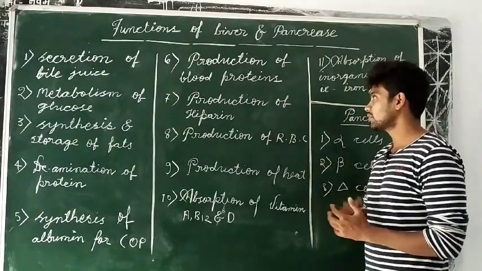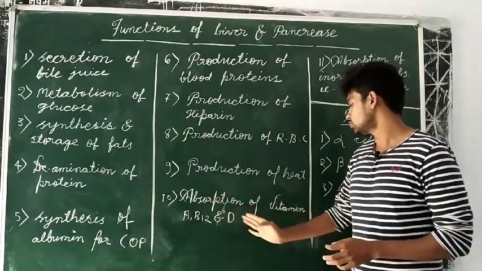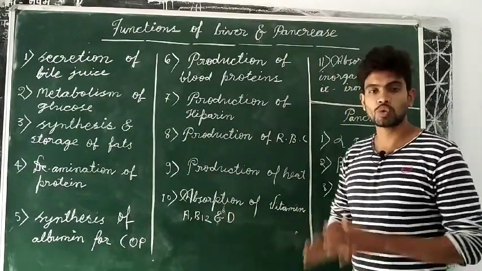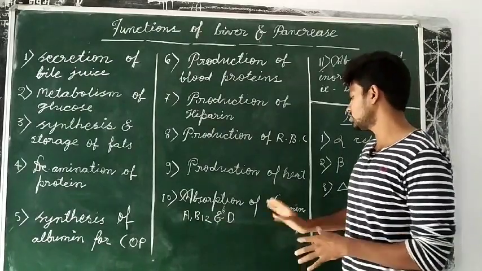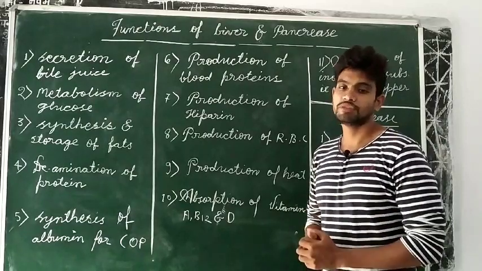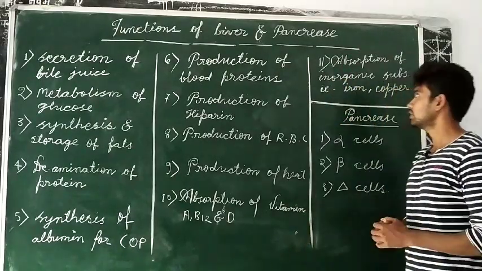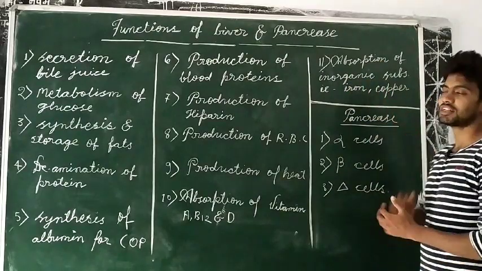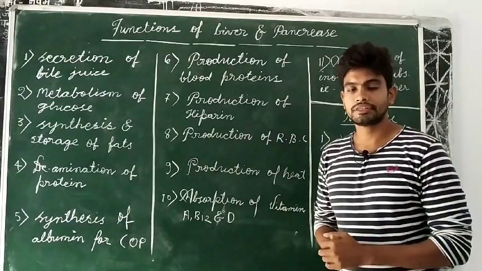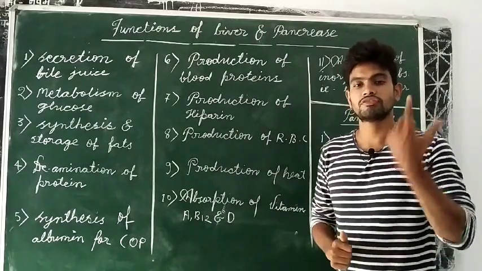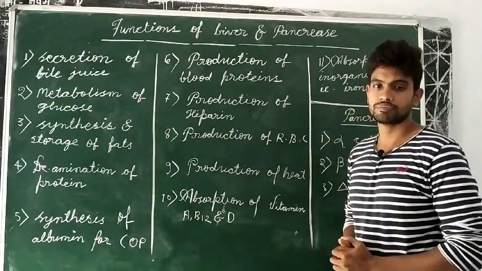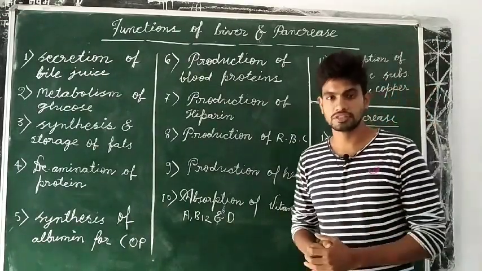Now the next important function of the liver is absorption of vitamin A, B12 and D. As this sign suggests, there is no explanation needed. These are the three essential vitamins, vitamin A, B12 and D, which are absorbed in the body with the help of the liver. The next important function is absorption of inorganic substances, that means copper and iron. We all are aware of the importance of iron and the importance of copper, and both of them are absorbed in the body with the help of the liver. So these are the important functions of the liver.